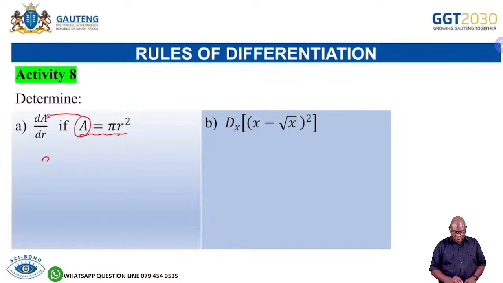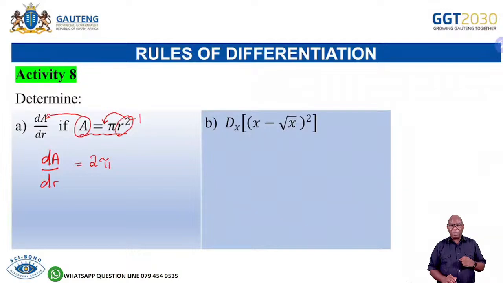So for me to find dA over dr, this is what I must do. The r is the one with an exponent that I must derive. So now I'm going to have 2 multiplied by pi, so it's going to be 2 pi. Then I subtract a 1 on the r, because I'm deriving r, so it will be r to the power of 1. And if you can see this, nice. When I derive the area of a circle, I get the formula for the circumference.